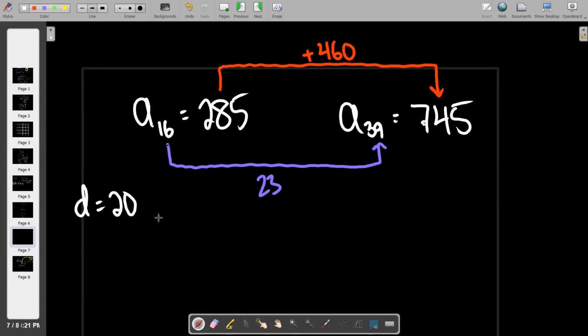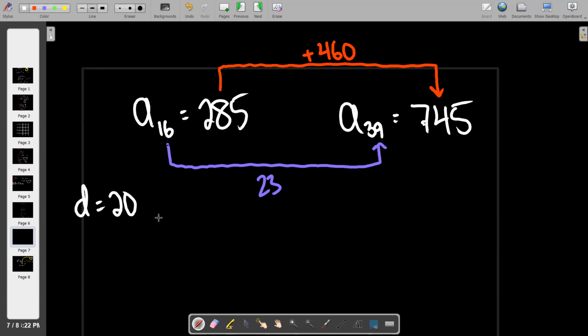And if you don't know what that means, it just means that every term goes up by 20. Add 20, add 20, add 20. That's all. Simple. So now what we want to do is backtrack. We want to say, okay, here I stand on the 16th platform, and I am with the number 285.